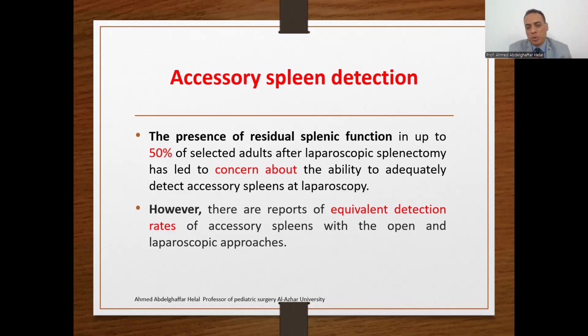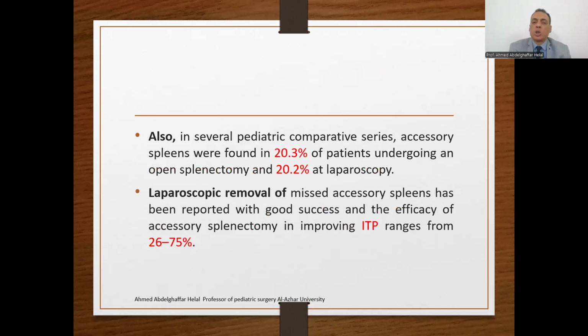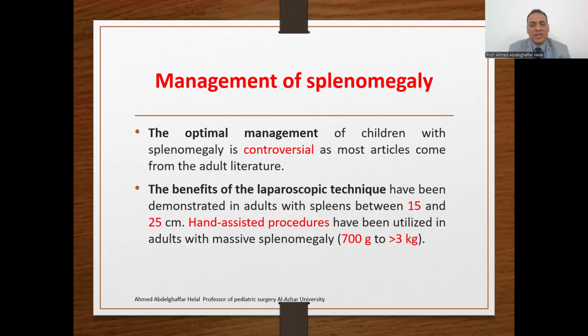And there is a debate between pediatric and adult surgeons about this item. There is a report of an equivalent detection rate of the accessory spleen between open and laparoscopic. Also, several pediatric comparative series found that the accessory spleen detection is 20.3% with open versus 20.2% at laparoscopy. The laparoscopic removal of the missed accessory spleen has been reported with good success and efficacy in improving ITP. So there is a debate about the accessory spleen detection.